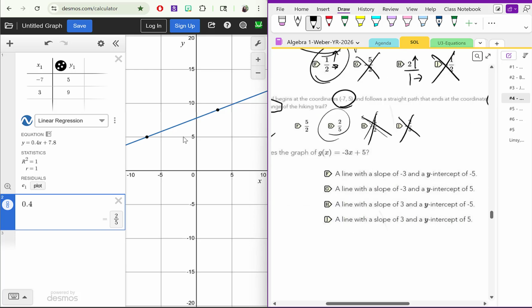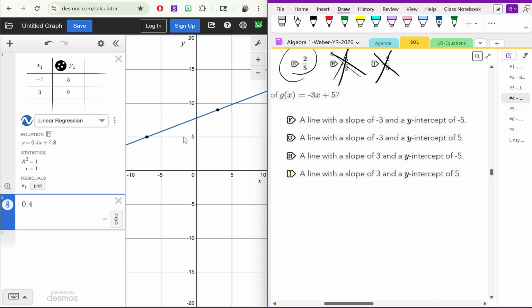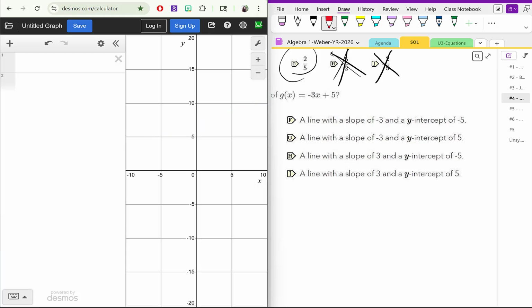So the next one's more of a vocab problem. You don't even need to use the calculator. If you don't remember, obviously the calculator would help you, but remember slope is always the number with x, so that's slope. The number without x, that's always the y-intercept.